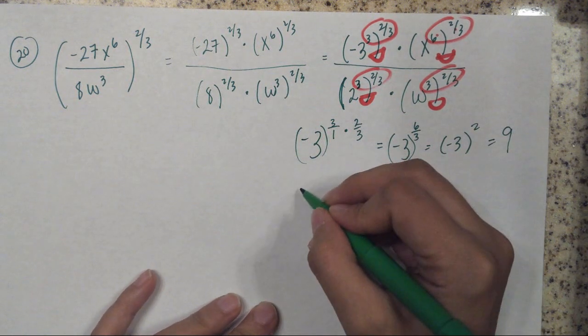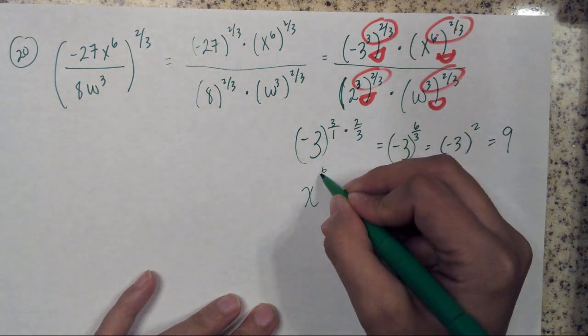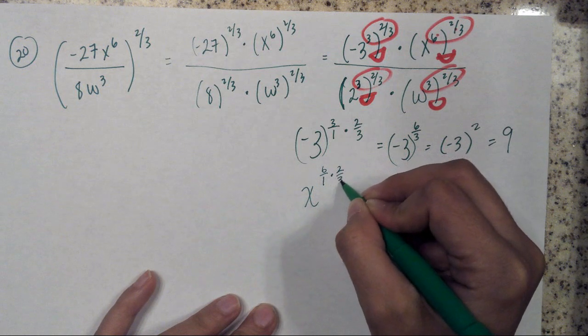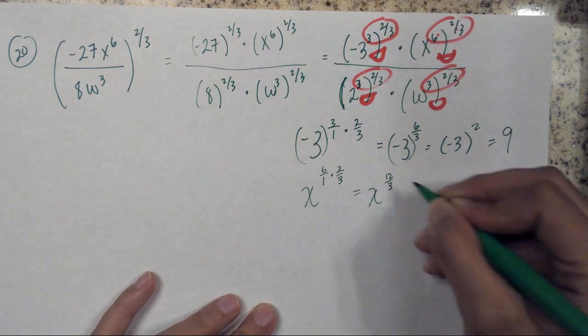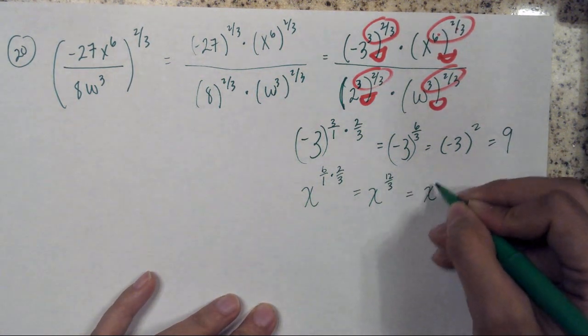So now let's do the x to the 6. I have x to the 6 over 1 times 2/3. You get x to the 12/3. So you get x to the 4th.